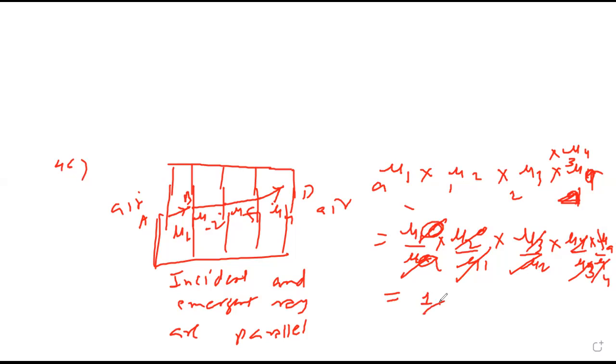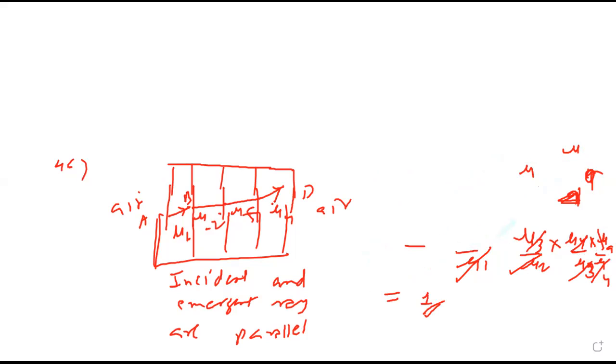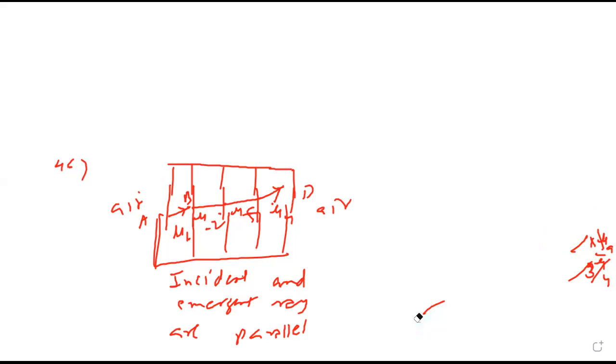Just one. That means it enters from air, leaves in air. That's why refractive index must be same. Wherever ray of light is parallel, refractive indices are same. This much you remember. Wherever ray of light becomes parallel, that medium's refractive index is same.